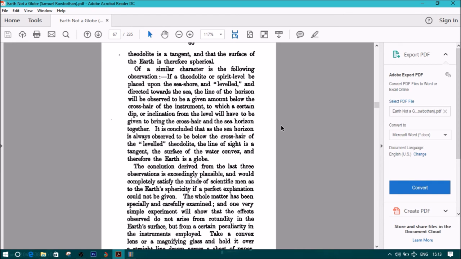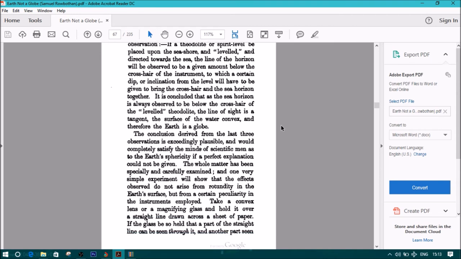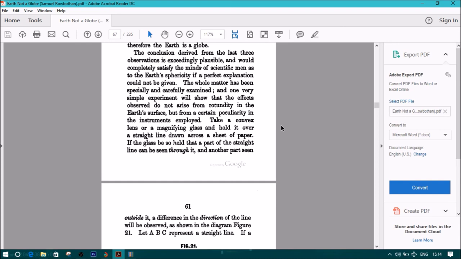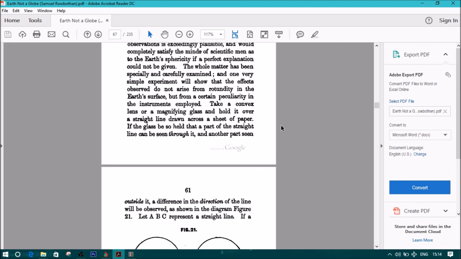Of a similar character is the following observation. If a theodolite or spirit level be placed upon the seashore and, quote, leveled, end quote, and directed towards the sea, the line of the horizon will be observed to be a given amount below the crosshair of the instrument, to which a certain dip or inclination from the level will have to be given to bring the crosshair and the sea horizon together. It is concluded that as the sea horizon is always observed to be below the crosshair of the leveled theodolite, the line of sight is a tangent, the surface of the water convex, and therefore the Earth is a globe. The conclusion derived from the last three observations is exceedingly plausible and would completely satisfy the minds of scientific men as to the Earth's sphericity if a perfect explanation could not be given.